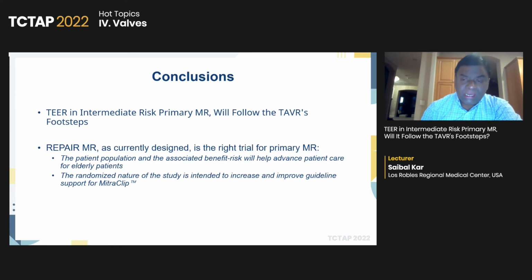This trial is not a comparison between surgery and clip. This trial is an expansion of indication to see that there's a group of patients who can benefit from both therapies. The randomized nature of the study is intended to increase and improve the guideline support for MitraClip.